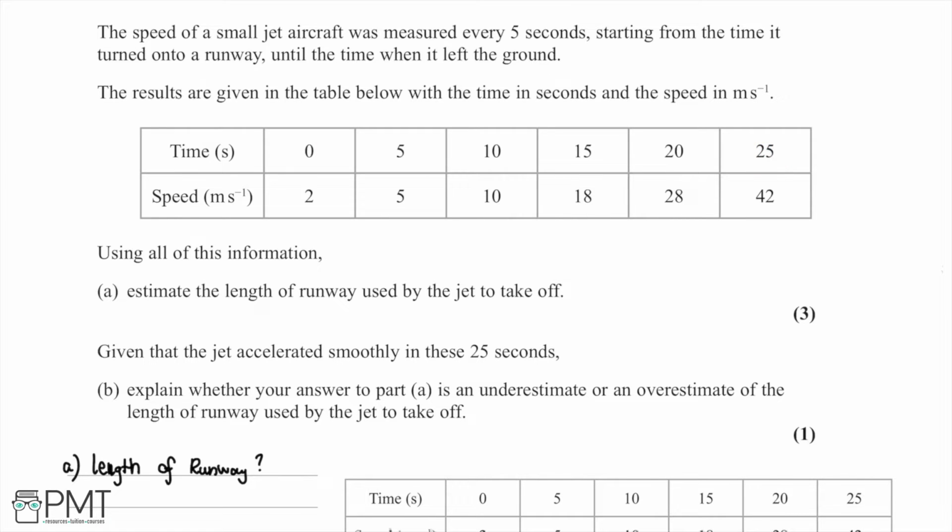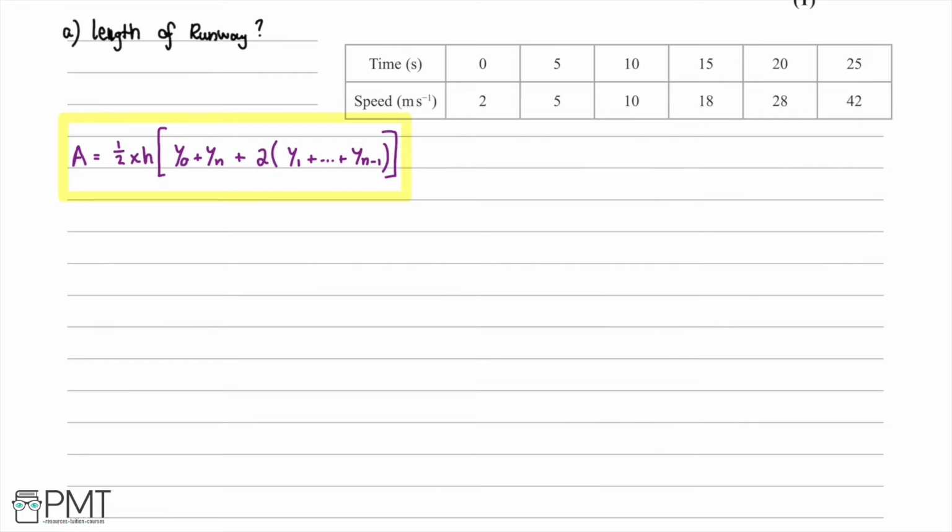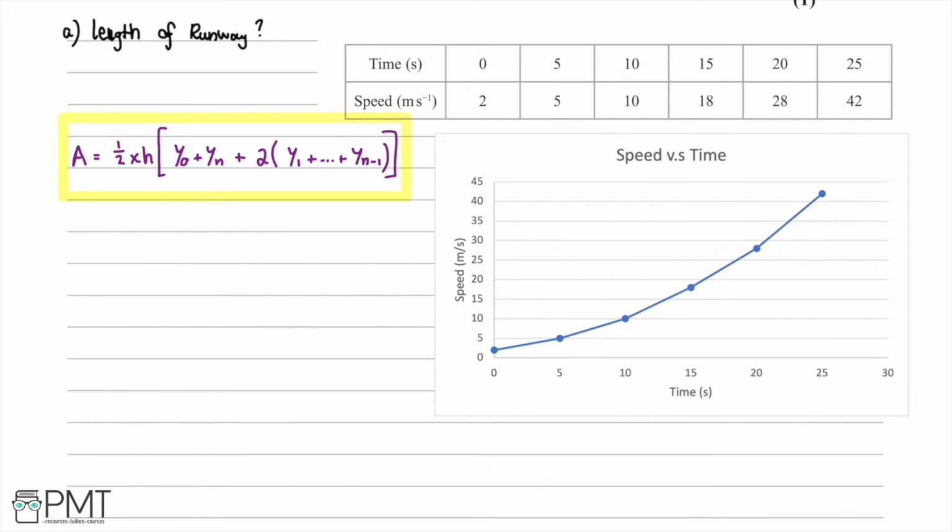So for part A of this question, we're asked to estimate the length of a runway used by the jet to take off. So here we can imagine that we have a graph, and our graph is going to look a little bit like as follows. As you can see here, we have a graph of speed against time, where we've plotted each point t against each point s. You can see that as the time increases, the speed increases. And as the time increases, the speed changes by more. We can see this by the steepness of the line changing as t increases.